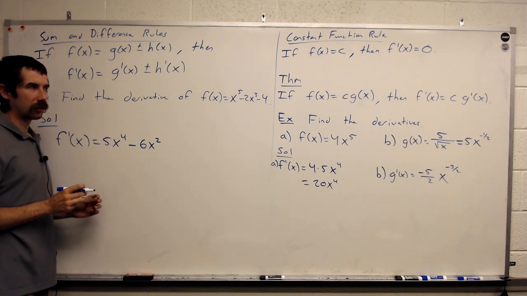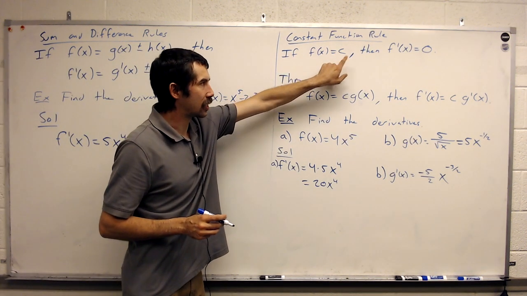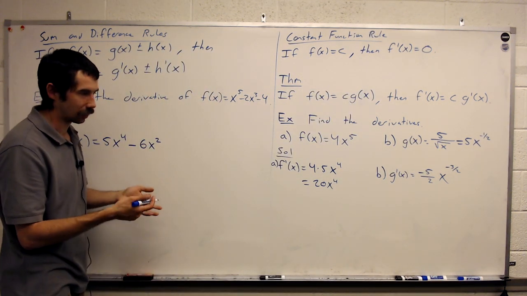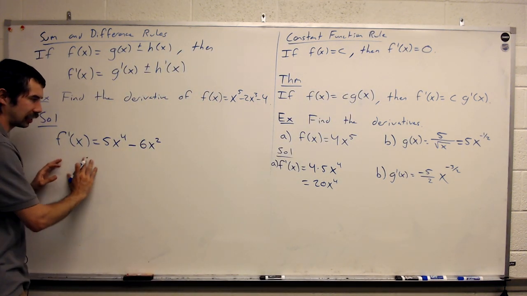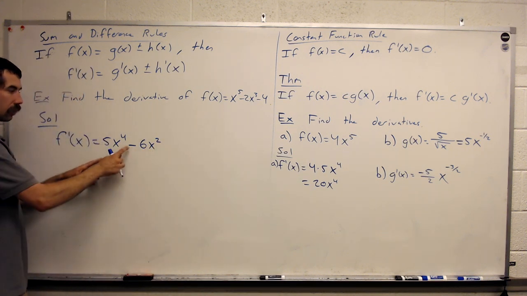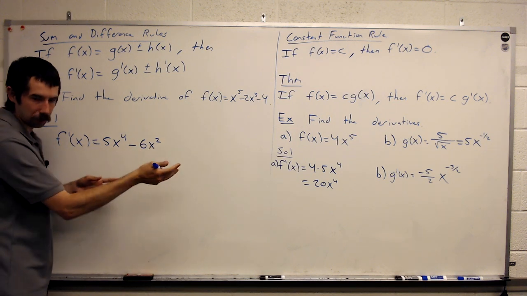And now what is the derivative of 4? The derivative of a constant is 0. So we could write plus 0, or we could just not, because it's just adding 0. And this is the derivative of our function. 5x to the fourth minus 6x squared, and then plus 0.